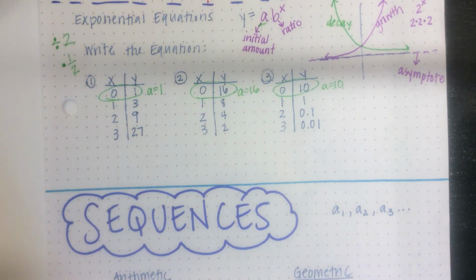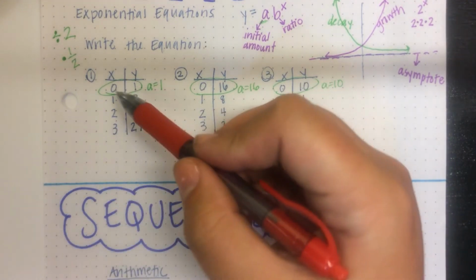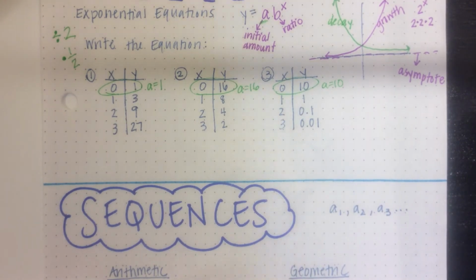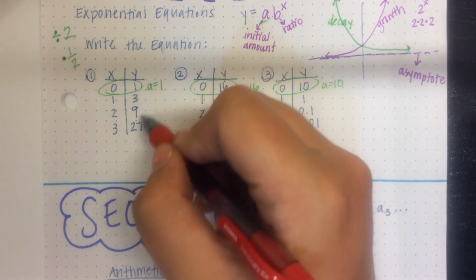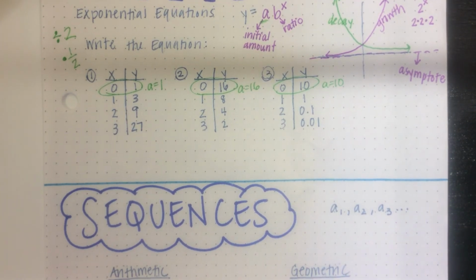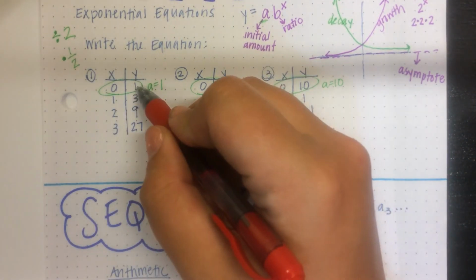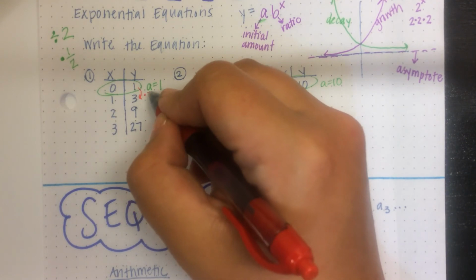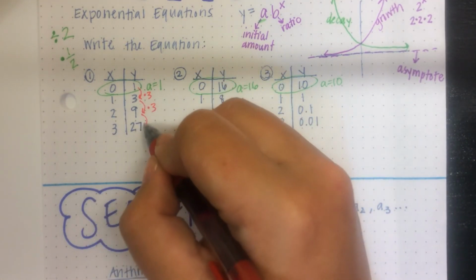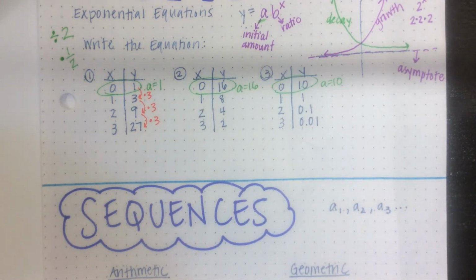The next thing I need, or the only other thing I need, is the b value. I need to figure out what I'm multiplying by every time. So the x's are always going to go up by 1. I'm looking at the y values. I'm seeing what I multiply each number by to get to the next one. Okay, so sometimes it's easy, I can see from 1 to 3, I multiplied by 3. Right, and then I multiplied by 3 again, and then I multiplied by 3 again. So sometimes it's really easy to see it.